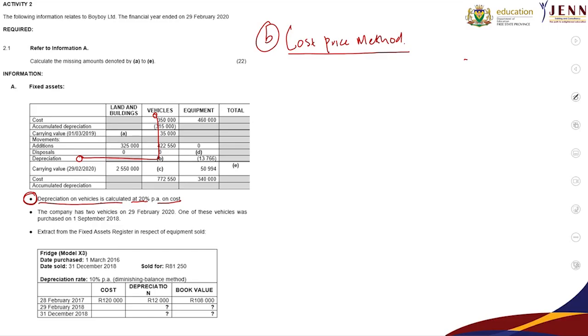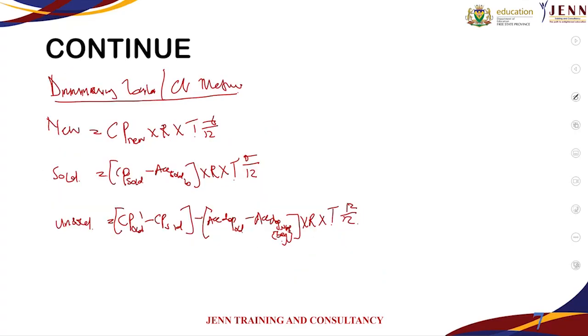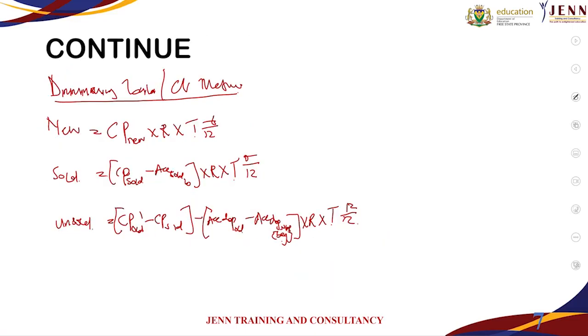Now let's go back and check what our cost price method was. Here is our cost price method. We said every time we are looking for depreciation, we have to be on the lookout for new, sold, and old or remaining equipment. Now, in this case, do we have the new? Do we have the sold? Do we have the remaining? Let's go and identify what we have, and remember the formulas that we are going to use on the cost price method. Let's go and check.